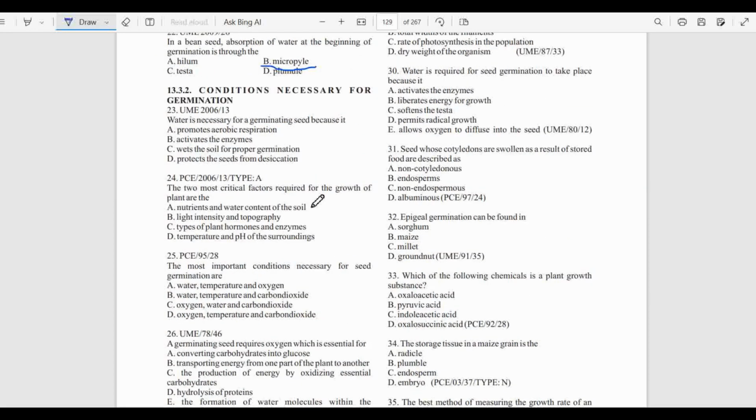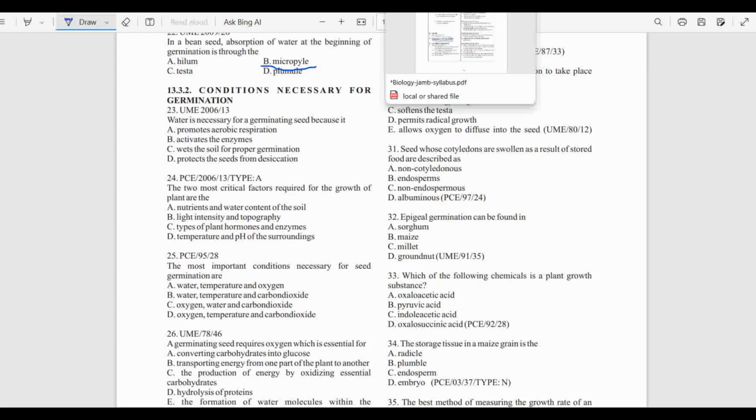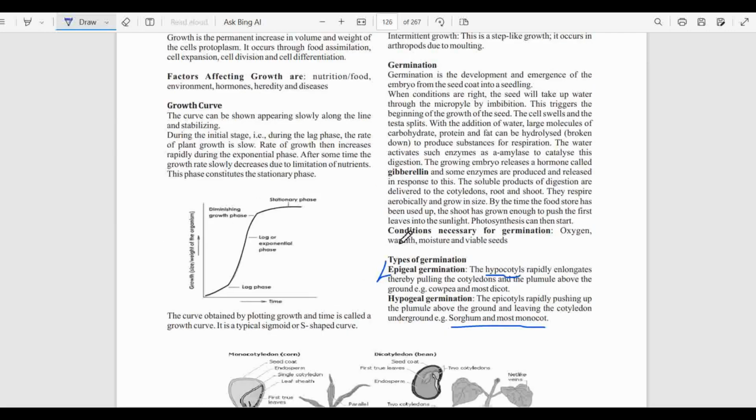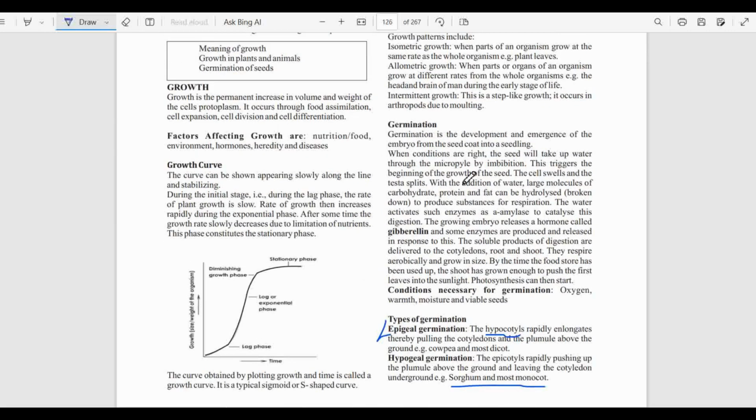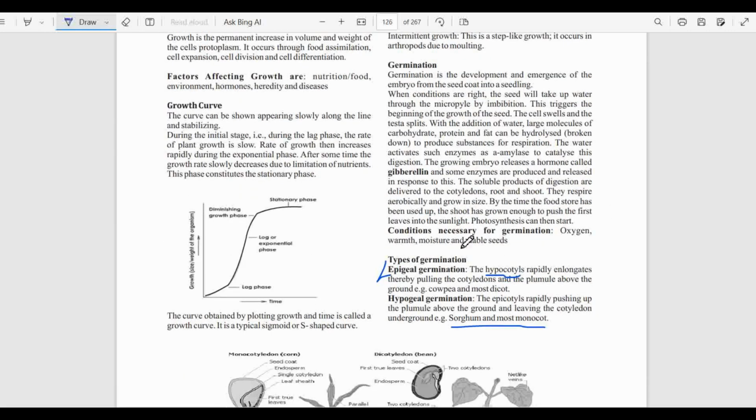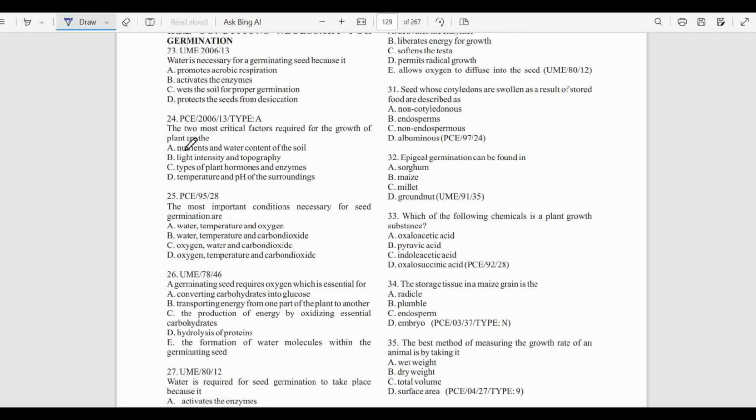Then we'll move on to look at conditions necessary for germination. Question number 23. Remember the conditions necessary for germination in the notes. We mentioned factors affecting growth. For germination, you need oxygen, you need warmth, you need moisture, and you need a viable seed. Now let's go back to this question, number 23.